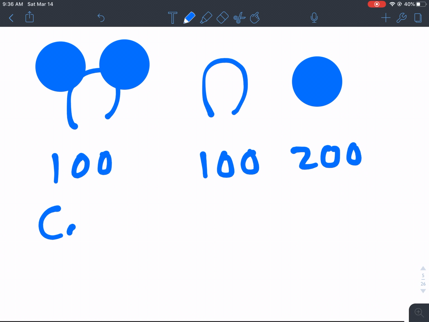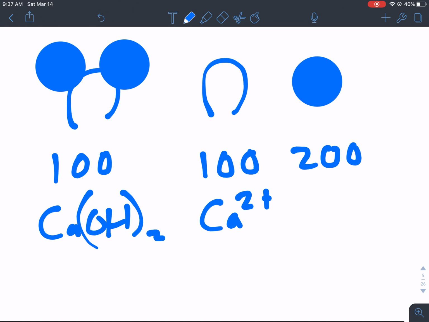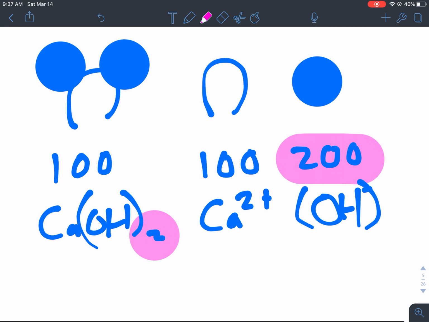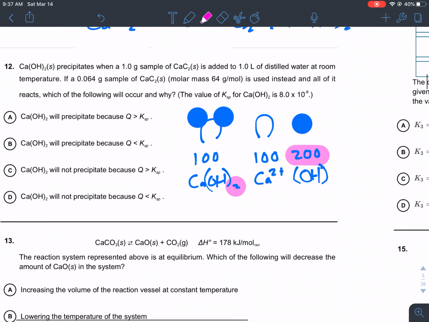If I have Ca(OH)2, I have 100 Ca2+ ions, but I have 200 OH minus ions. Try to keep that in focus. The amount of OH, because of this coefficient right here, will double. So that's the analogy for today.